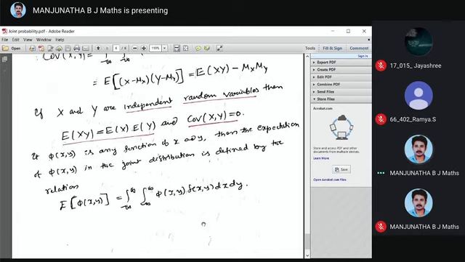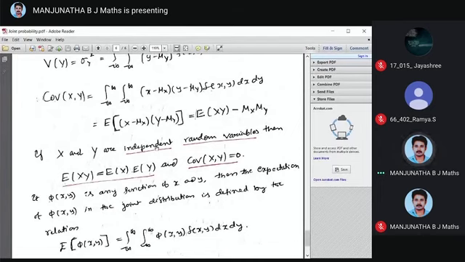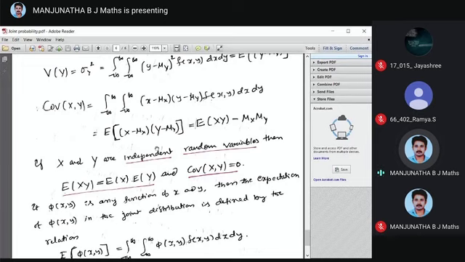So the definition is the same for covariance, expectation of x, y, anything, but here we use the double integral, whereas in the discrete case we'll take summation. Right? Anyway, we have to write the joint probability table.